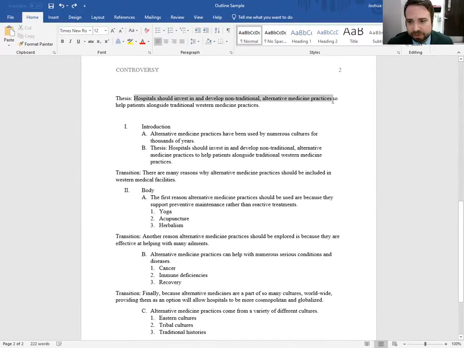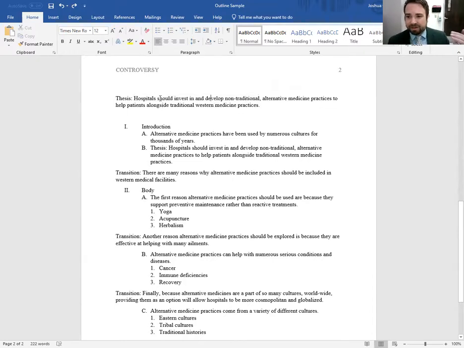Notice a couple of things. My thesis is putting forth an argument, and it is written in third person point of view. So my argument is, or my thesis is, hospitals should invest in and develop non-traditional alternative medicine practices to help patients alongside traditional Western medicine practices. So I've made an argument.